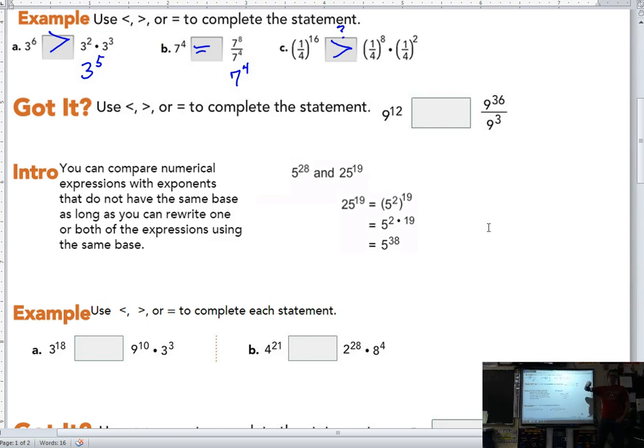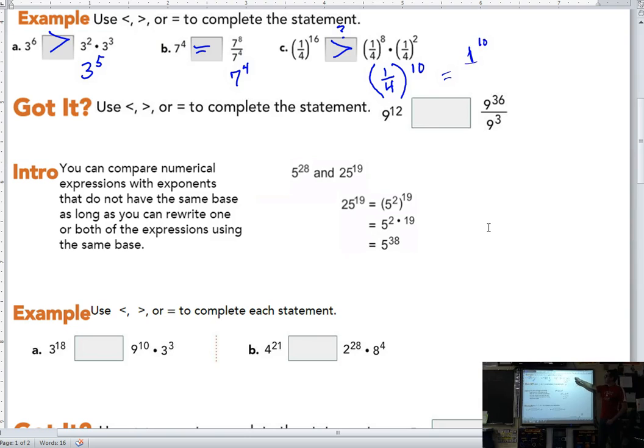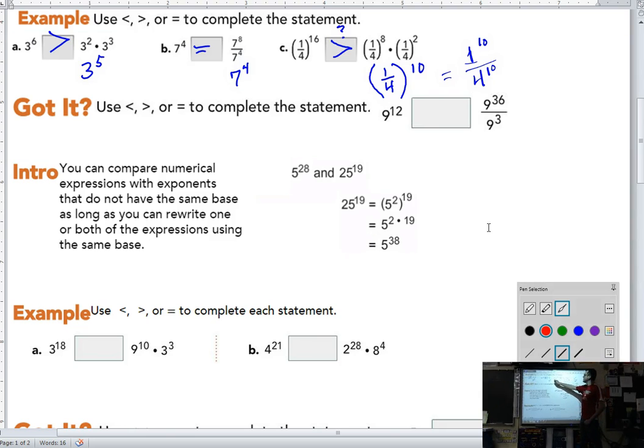Yeah. So let's check this. What's the right side become? Hold on, I'm talking to Noah. Oh, yeah, Noah. What's the right side become, Noah? 1/4 to the 10th. And what that means is it's going to be 1 to the 10th over 4 to the 10th. This left side is 1 to the 16th over 4 to the 16th. Hey guys, please stop talking, because I bet a lot of you haven't realized this yet. What happens as my powers get bigger?